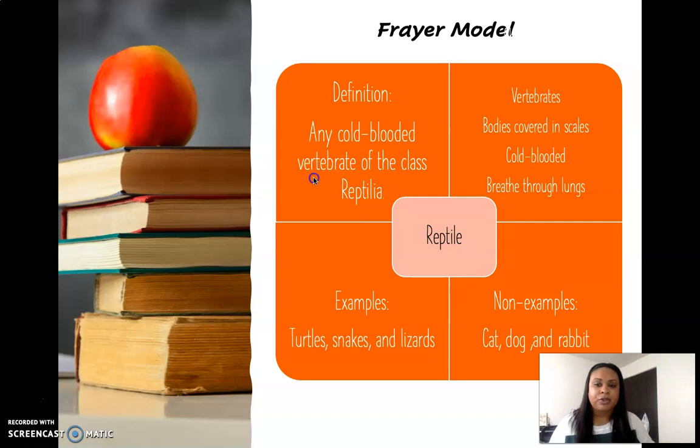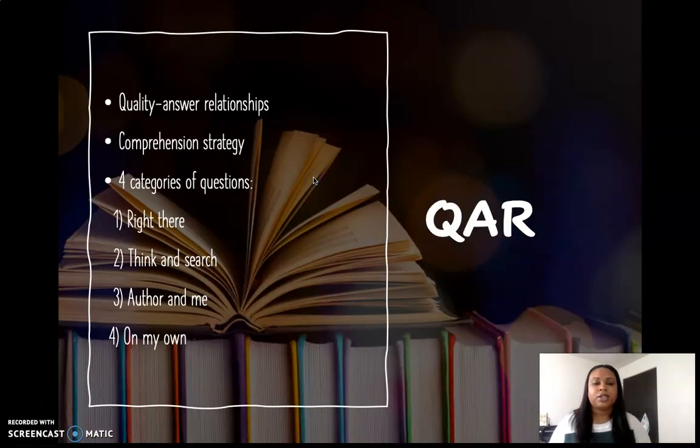Okay, now moving forward, we are going to discuss QAR. What is QAR? QAR are question-answer relationships. Okay, now this is a comprehension strategy used to teach students how to answer questions, because we know that it's really important that students are aware of what they're reading and that they have an understanding of what they're reading.